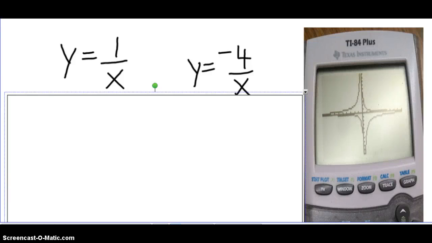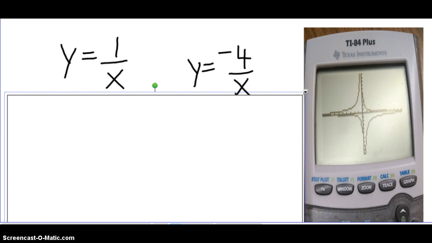This is check 2, identifying reciprocal function transformations. First you start out with two equations, y equals 1 over x and y equals negative 4 over x. The first thing you do is graph the function on your calculator, which you do by pressing y equals, and then in your y1, type 1 over x, and in your y2, do y equals negative 4 over x. And then you do graph, and then it graphs on the calculator.